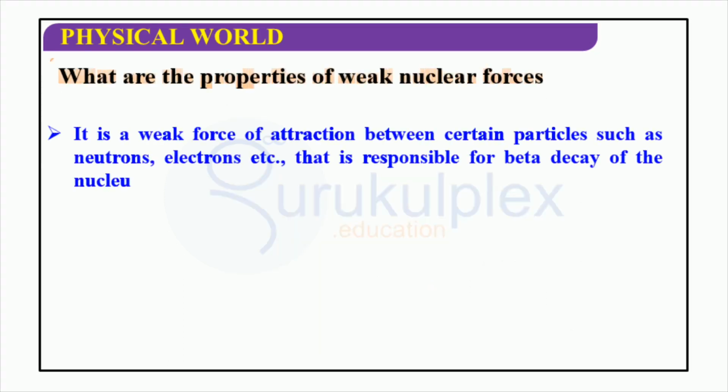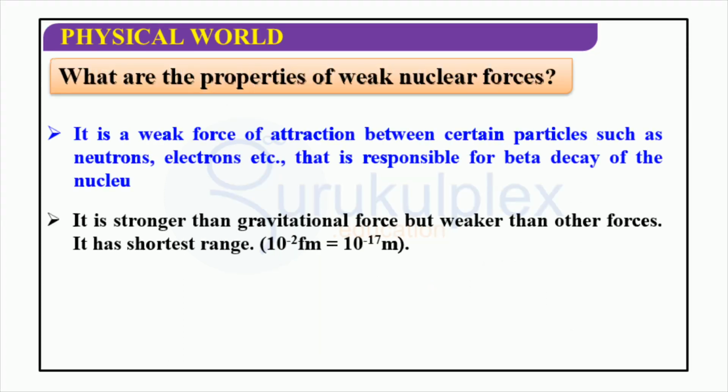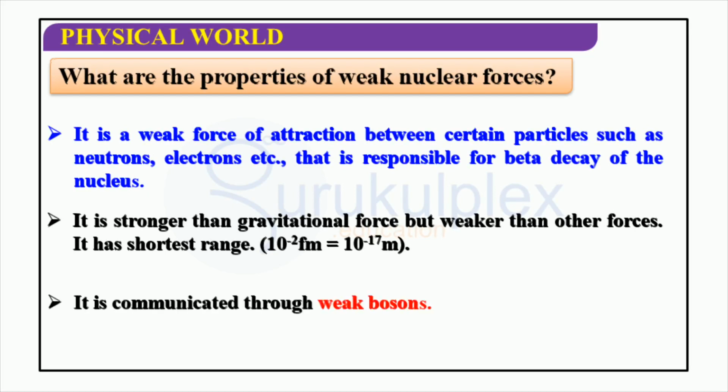Weak nuclear force is a fundamental force which plays an important role in understanding the physical world. It is a type of attraction which occurs between particles like electrons, neutrons and others, and it is responsible for nuclear beta decay. It is the weakest among the four fundamental forces, but it is still more powerful than gravitational force. Its range is extremely small, measuring only 10^-2 fm or 10^-17 meters, which is incredibly minuscule. It is the weak bosons that are responsible for relaying this force.